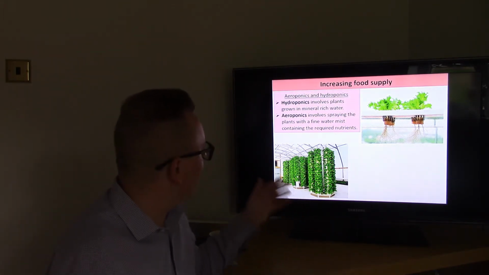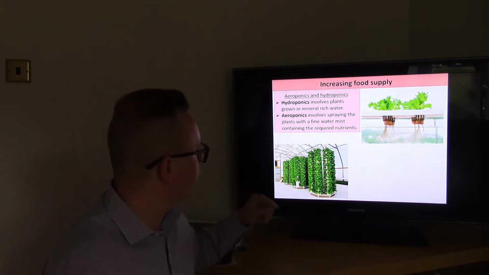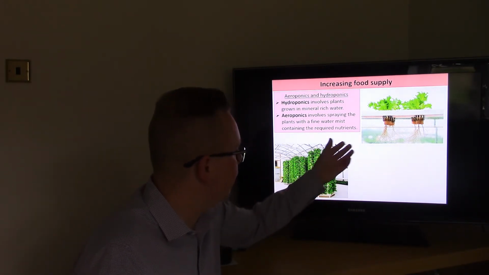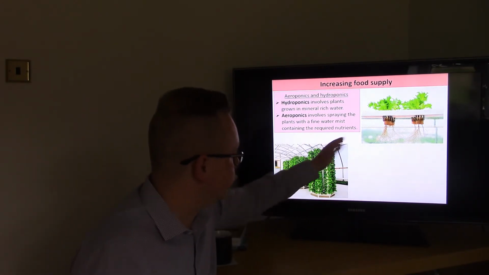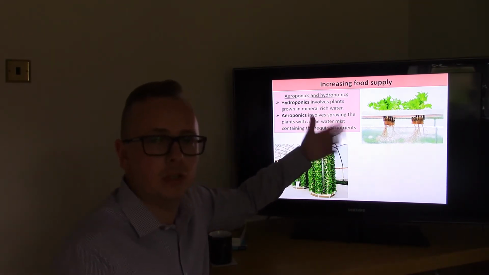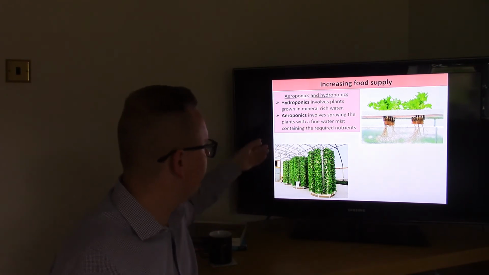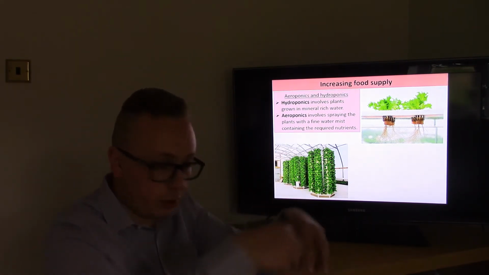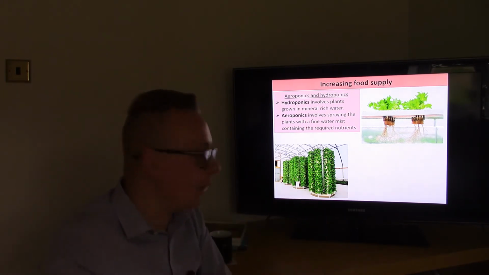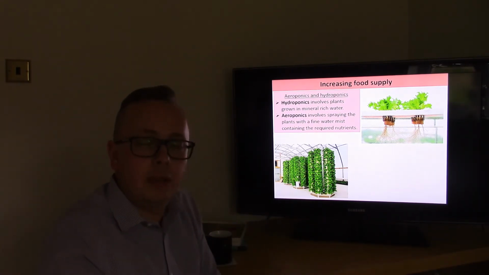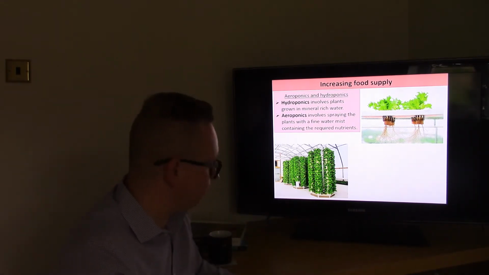Now, the difference between the two: hydroponics involves the plants being grown in a mineral-rich water. So this top right image is showing some hydroponics. The roots are growing into this nutrient-rich water, which is enriching the plant. Aeroponics involves using less water because the plant roots are exposed and just sprayed with a fine water mist containing the right amount of nutrients. So that one's arguably better because it uses even less water.